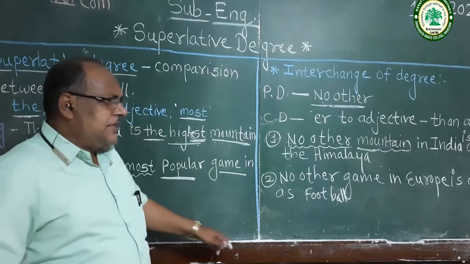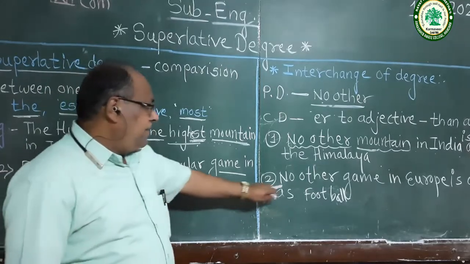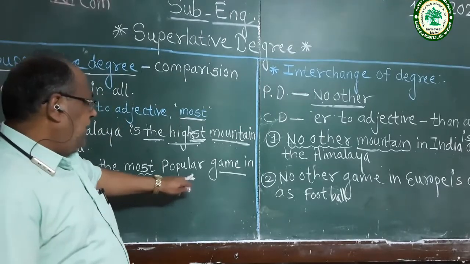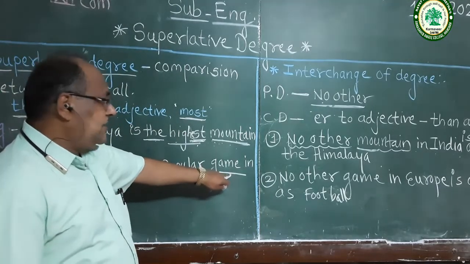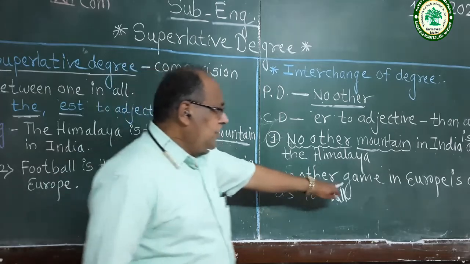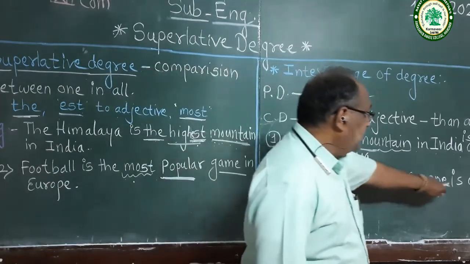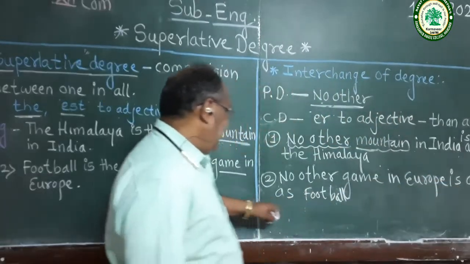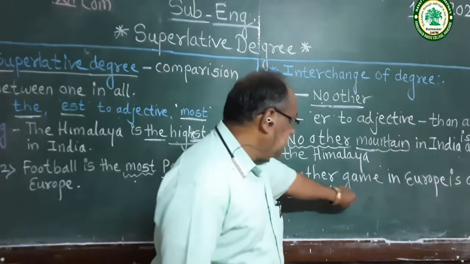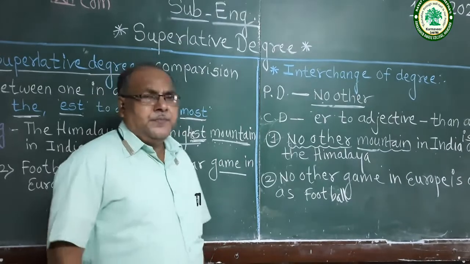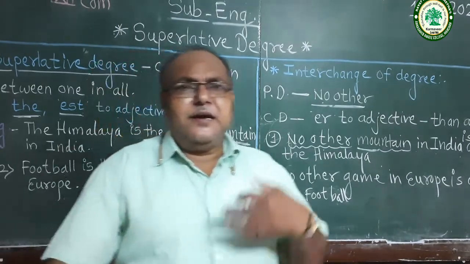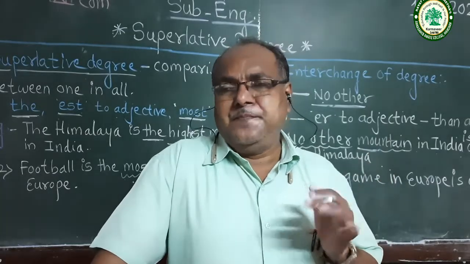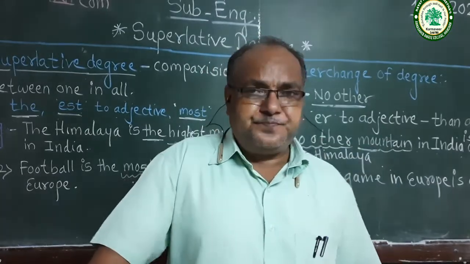In this way we can interchange superlative degree sentence into positive degree. Once again, look at the second example. Begin your sentence with "no other", then the noun in this sentence, "game in Europe". Then use the form of "to be", place the adjective between "as" and "as", and at last take the first subject part of the superlative degree sentence. In this way we can interchange superlative degree into positive degree.